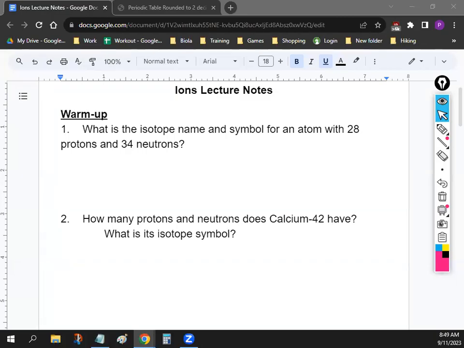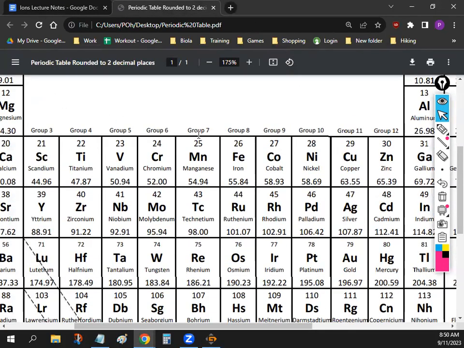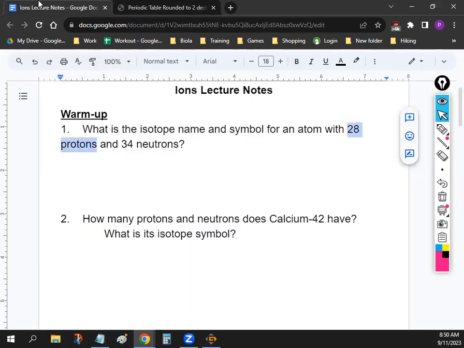So for number one, we're going to look for the name and the symbol for this atom right here, 28 protons and 34 neutrons. So we just look for the element first using the 28 protons. Which element has 28 protons? Yeah, nickel right here, Ni, nickel. Okay, so we're going to just write that down. This one's asking for the name and the symbol. So for the name right here, and then the symbol is Ni.